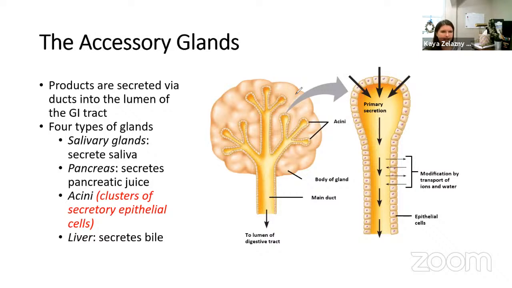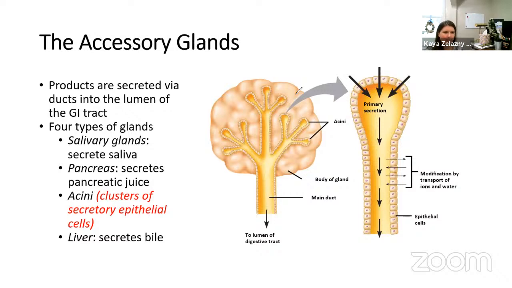We have the salivary glands, which we've seen in the head. So the mandibular, sublingual, and parotid glands, leading saliva to be secreted into the mouth, which is largely made up of salivary amylase, helping us break down carbohydrates.